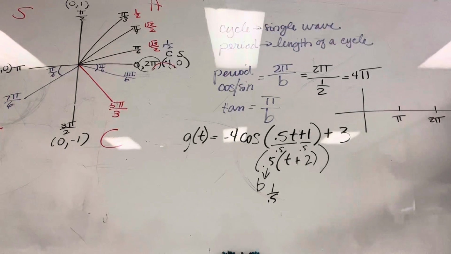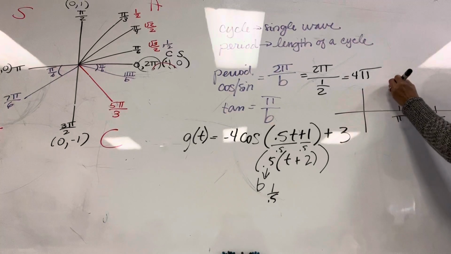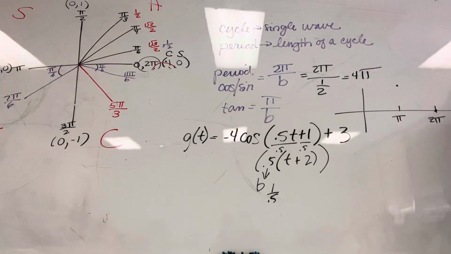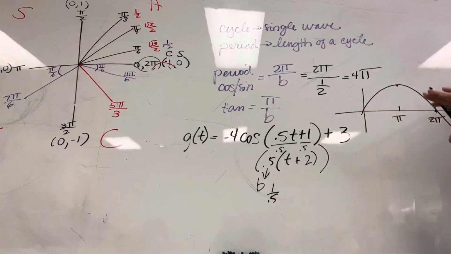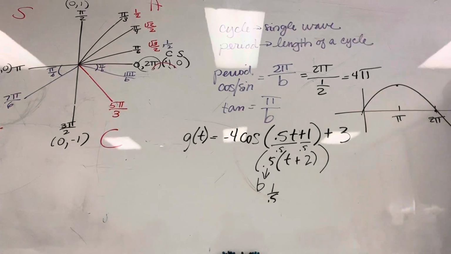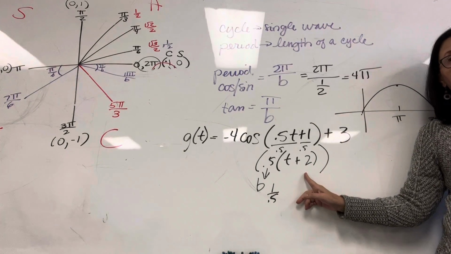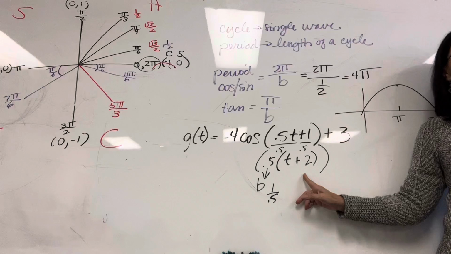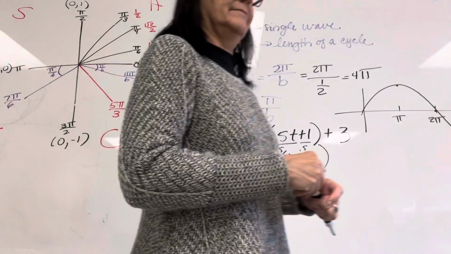Okay, if I just look at this one item, it's going to go up to 1, back to 0. Like if I don't think about any other transformation. See how it stretched it out? So it only got through half of the curve between 0 and 2 pi? All right. And this 2 is a horizontal shift. Horizontal shift, 2 to the left. Right? It's always the opposite for horizontal.